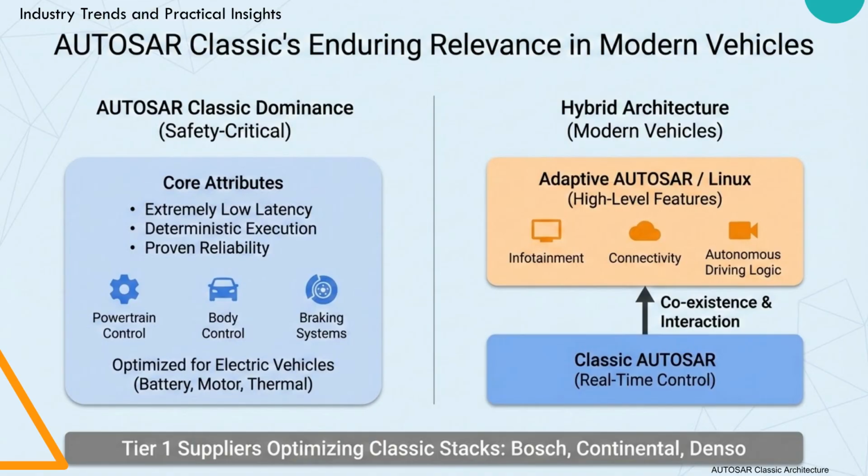Modern vehicles often use a hybrid architecture, where classic AUTOSAR handles real-time control, while adaptive AUTOSAR, or Linux-based systems, handle high-level features, like infotainment, connectivity, and autonomous driving logic. Tier-1 suppliers like Bosch, Continental, and Denso continue to optimize classic stacks, particularly for electric vehicles, where precise control of battery, motor, and thermal systems is critical.